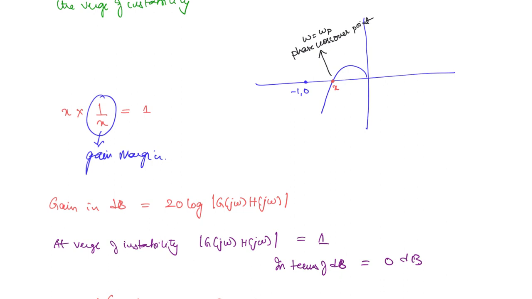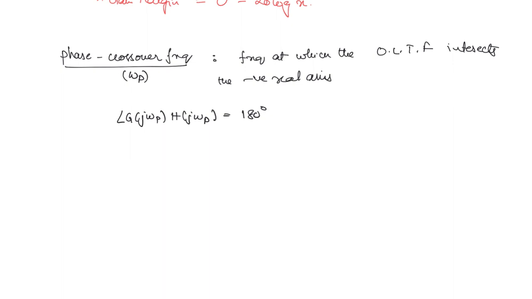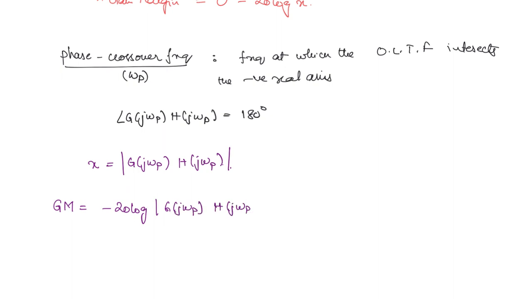So now we can write the expression for gain margin in terms of the phase crossover frequency. The magnitude x is equal to mod G of j omega p H of j omega p. That means the magnitude at phase crossover frequency is equal to x. So what will be the gain margin? This will be equal to minus 20 log mod G of j omega p H of j omega p, or you can write it as 20 log 1 by mod G of j omega p H of j omega p, because this minus here will become the power of whatever is inside the log function.